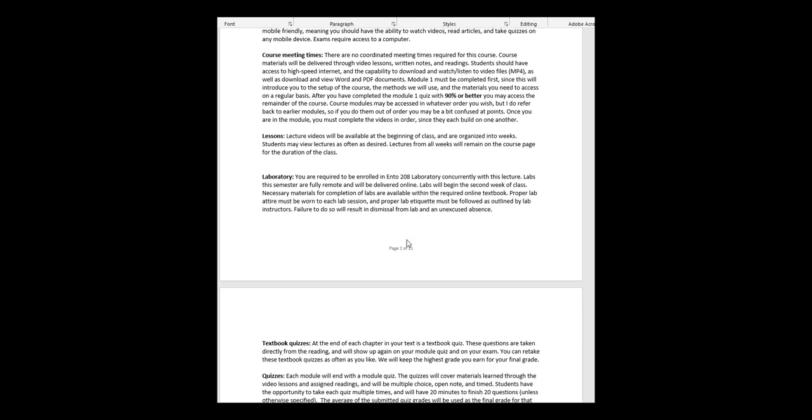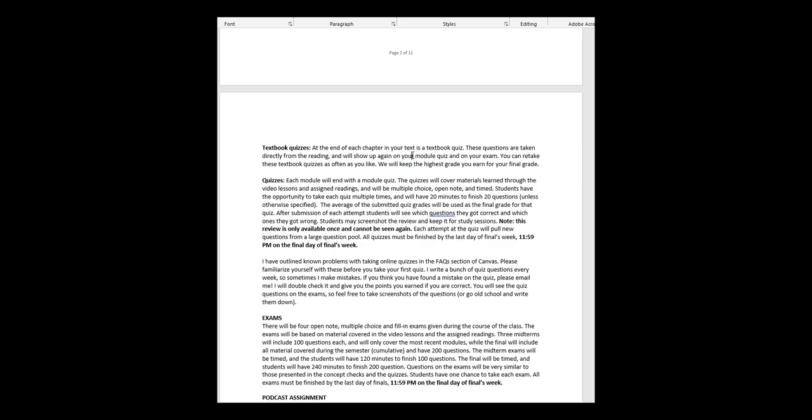Now, you need to be concurrently enrolled in Ento 209, which is the 208 laboratory. These labs will go hand in hand with what you're learning here in lecture, and they'll lean on each other a little bit. You also have some textbook quizzes. So you've got readings every single week that you need to do. And at the end of each chapter, there's about 10 multiple choice questions that you need to answer. These same exact questions you will see on your quizzes, and then you'll see those same questions slightly reworded on your exams.